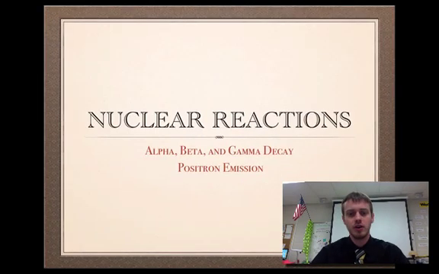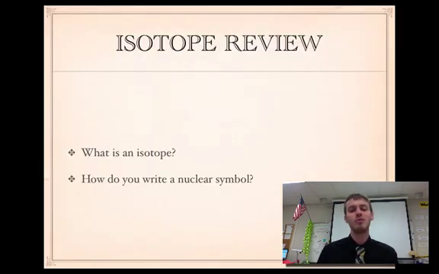Okay, so we are entering our nuclear reactions or nuclear chemistry unit. The first video in this series is going to be nuclear reactions and talking about alpha, beta, gamma decay, as well as positron emissions. So how would I write a nuclear symbol for one of these isotopes?